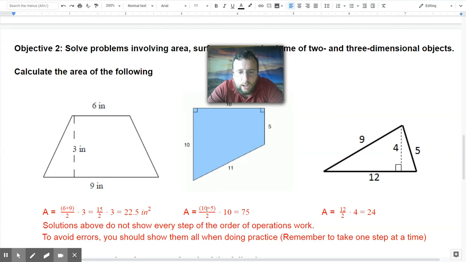So then you go, 10 plus 5 divided by 2 times 10. That's 15 divided by 2 times 10, which is the same thing as 75. And if there were units, they would be squared as well.